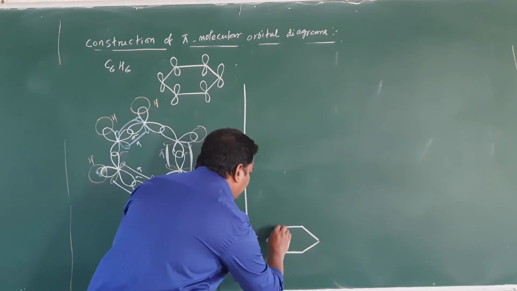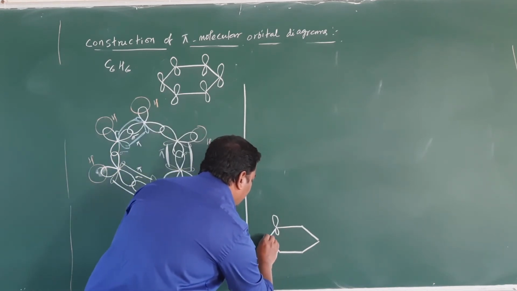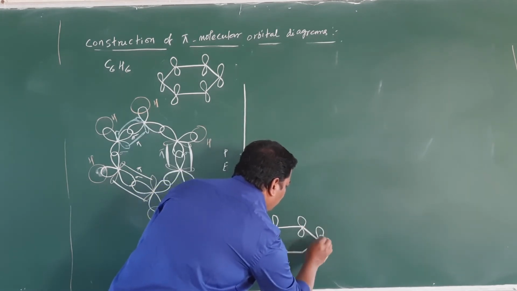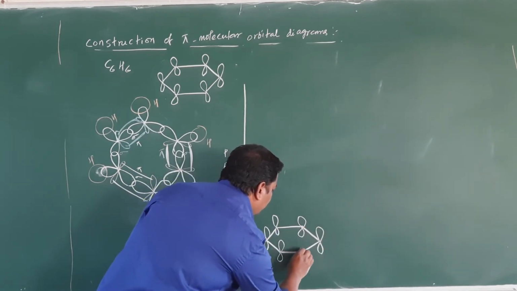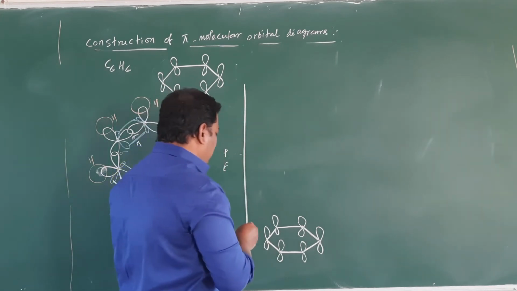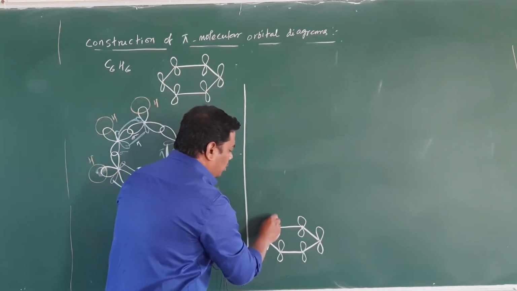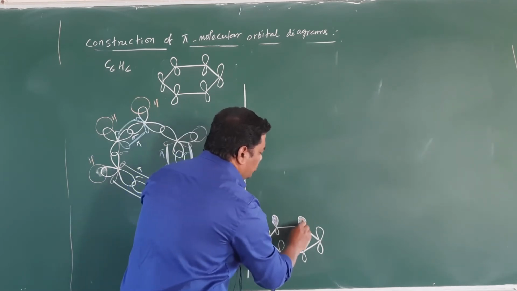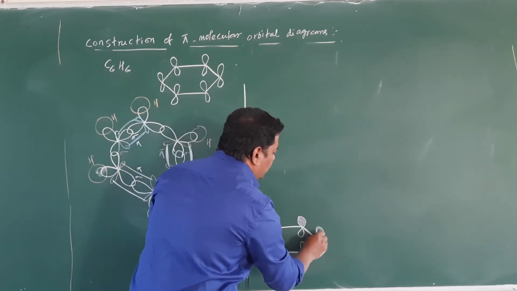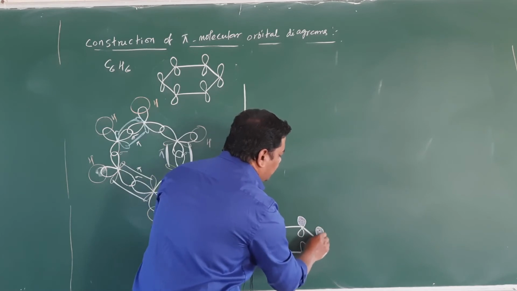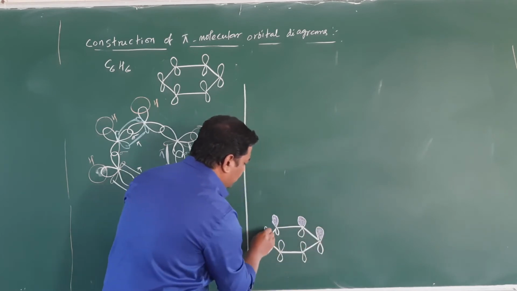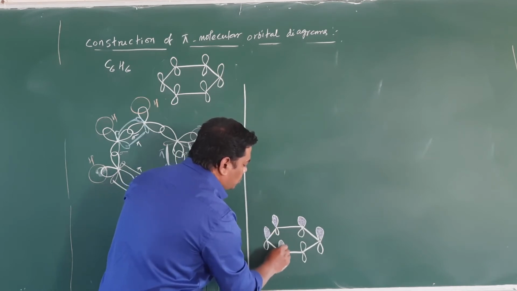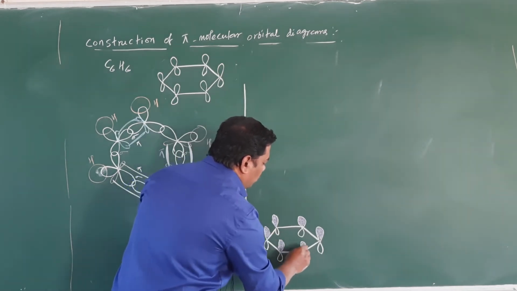The lobes I will write here, student. So this is 1, 2, 3, 4, 5, 6. Here all the lobes are shaded, student. In this lower energy level, as we already discussed in the earlier class, that is in the lowest energy level, 0 nodes will be present. So all are bonding interactions.